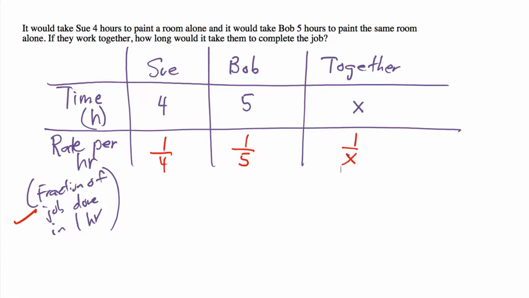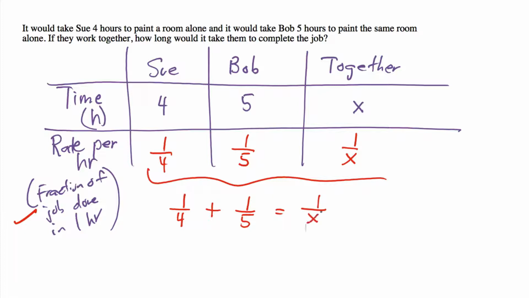Now what we have done by turning these into a rate is we've made these fractions possible to add, because we know that the fraction of the job done in 1 hour by Sue and the fraction of the job done in 1 hour by Bob together should be the fraction of the job done together, which is 1/x of the job. All right, we have an equation to solve, so let's solve the equation.